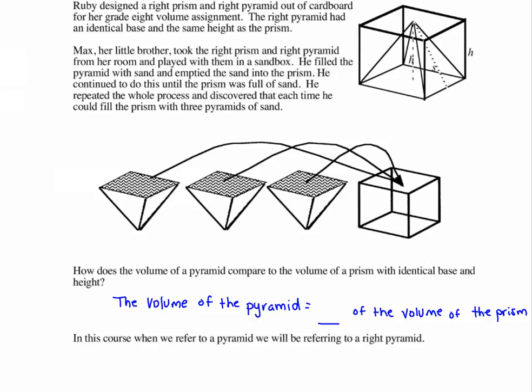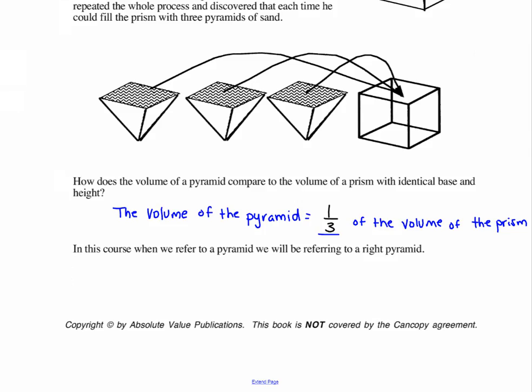So we could also say that one of these filled up how much of the prism? 1/3. It filled up 1/3. It was 1/3 the volume of the prism. Okay, because it took 3 of them. So 1 filled up the prism 1/3 of the amount. So that's going to lead to our formula.